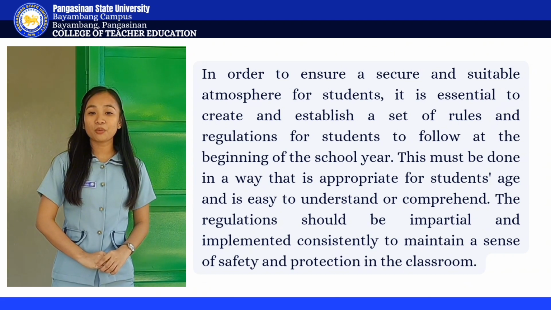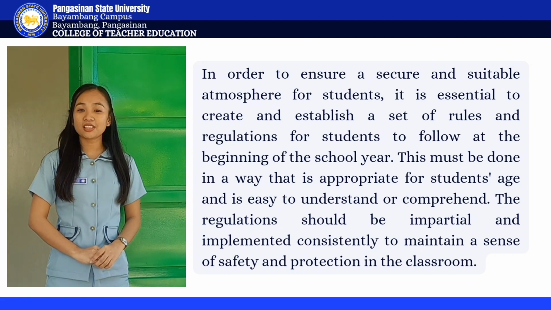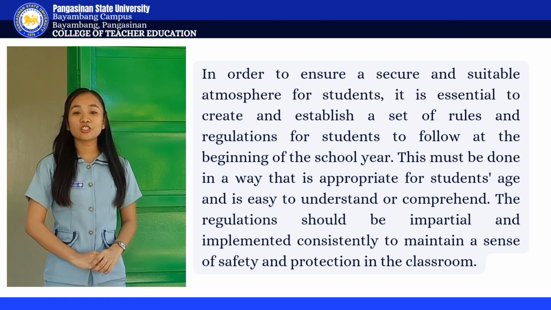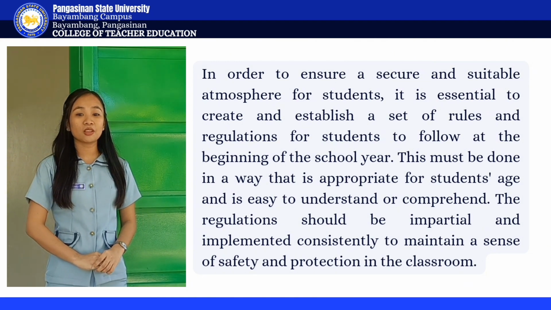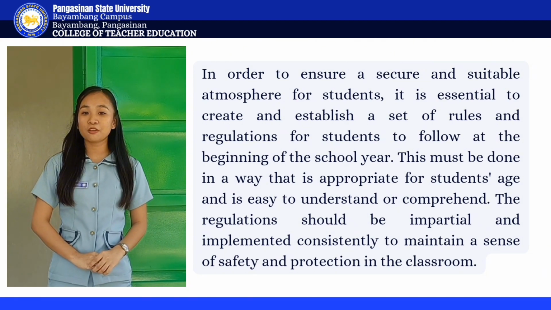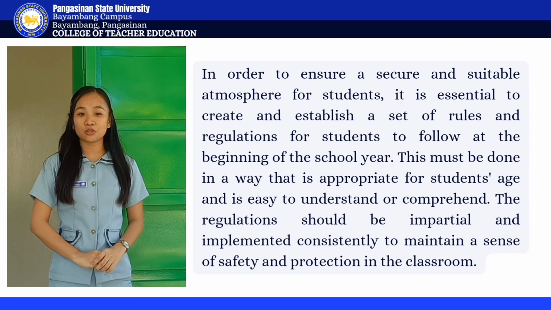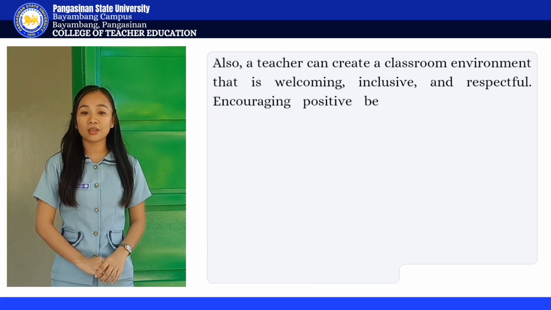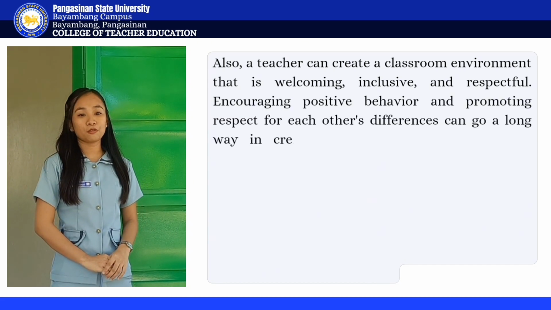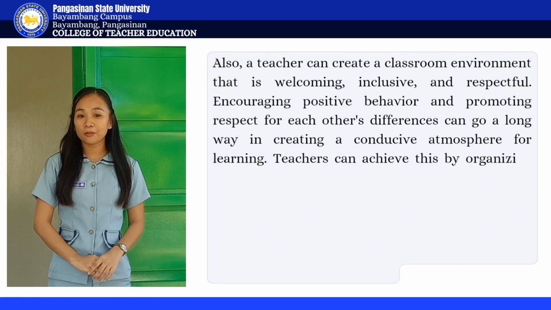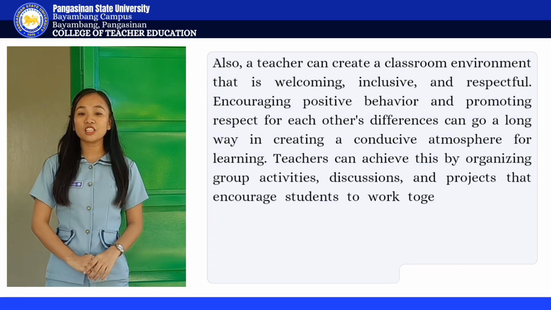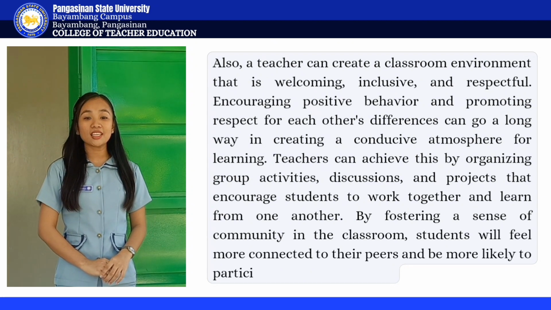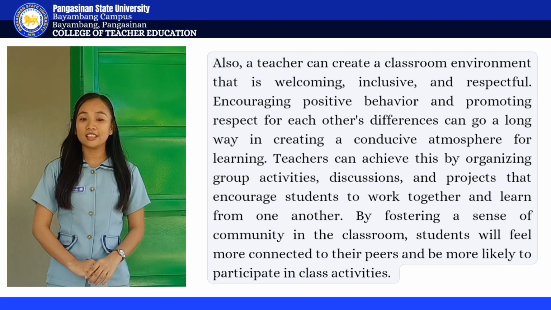This must be done in a way that is appropriate for students' age and is easy to understand. The regulations should be impartial and implemented consistently to maintain a sense of safety and protection in the classroom. Also, a teacher can create a classroom environment that is welcoming, inclusive, and respectful. Encouraging positive behavior and promoting respect for each other's differences can go a long way in creating a conducive atmosphere for learning.